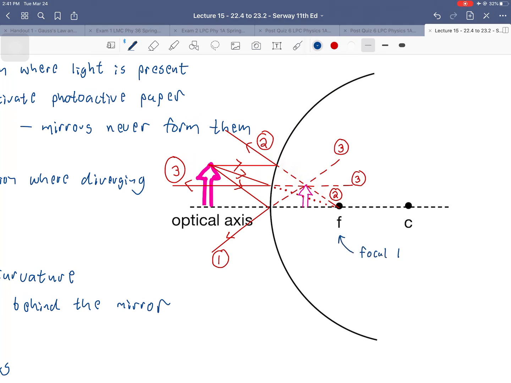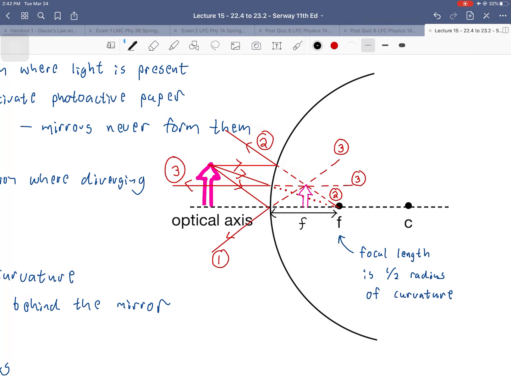So the focal length is 1/2 the radius of curvature. Okay? And the focal length, as you might be like, well, f is just a point. What's the focal length? Well, the focal length is the distance from the surface of the mirror along the optical axis to the focal point. So it would be this distance right here. So that is what we call the focal length.